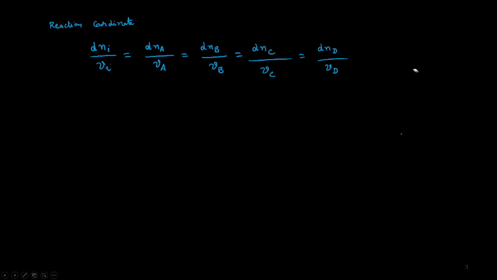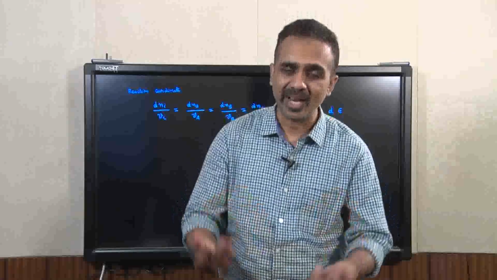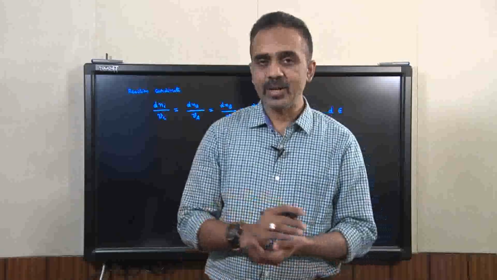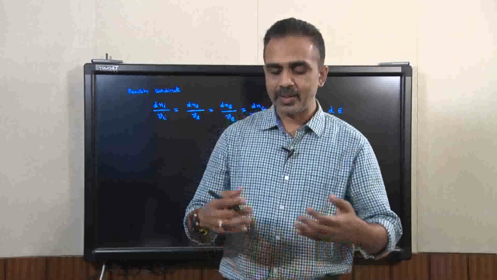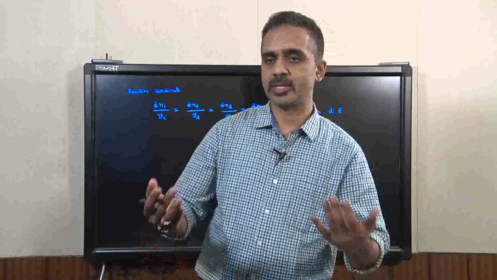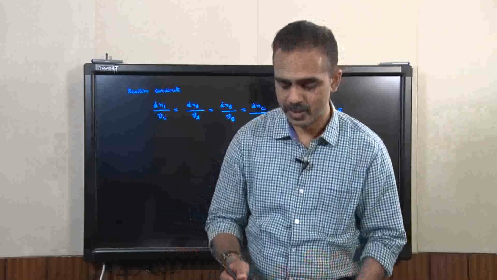So this ratio is constant, and we're going to call this ratio d epsilon, and this epsilon is the quantity we are going to identify as the reaction coordinate. So d epsilon is the differential change in the reaction coordinate. Now, I can actually write the final number of moles in terms of the initial number of moles and the reaction coordinate for each of the species using this expression.